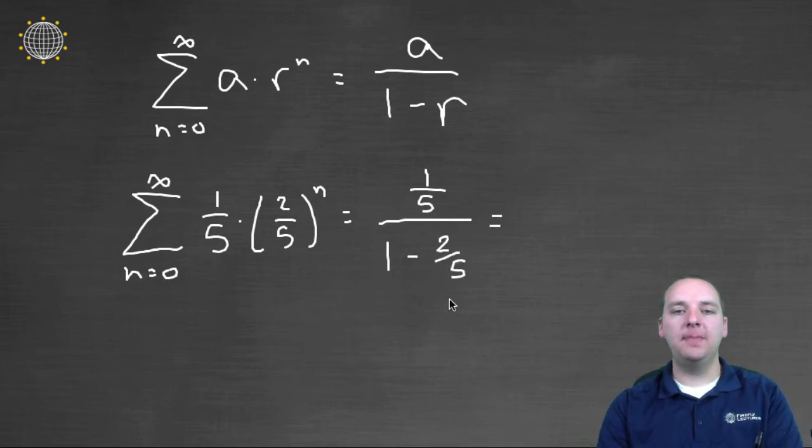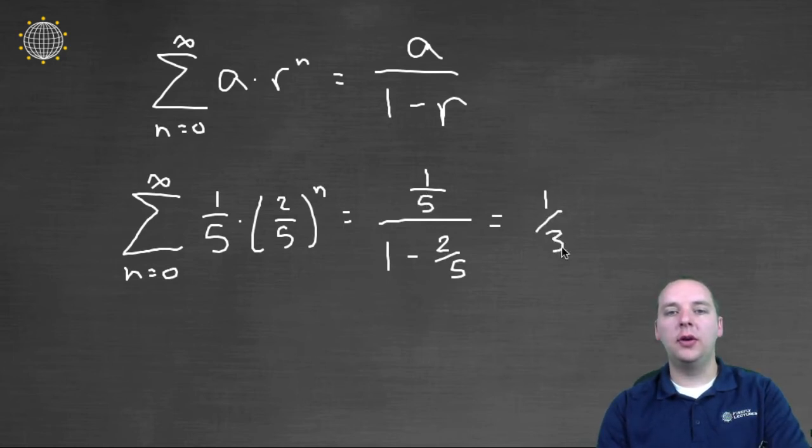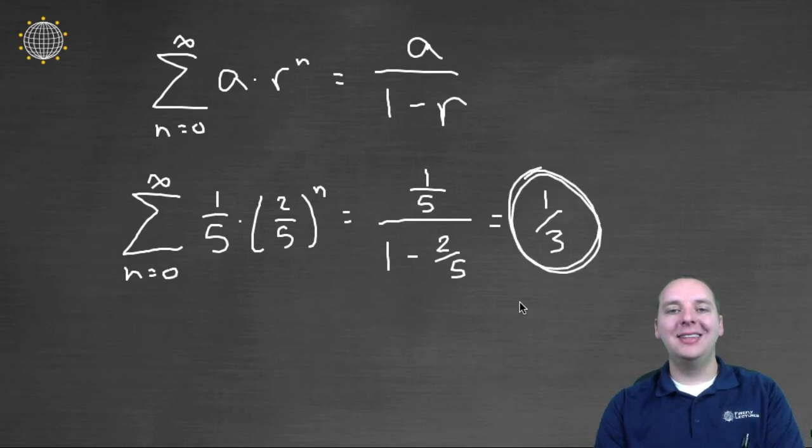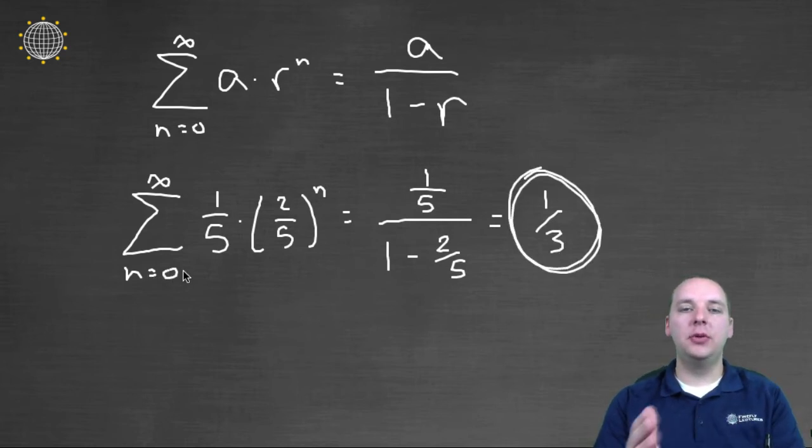Do that algebra. Let's see here. 1 minus 2/5, or 5/5 minus 2/5, would be 3/5. And then 1/5 divided by 3/5 would be 1/3.